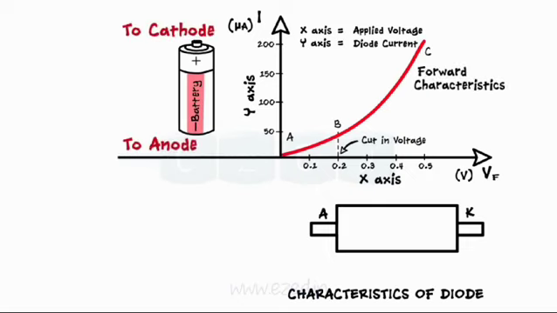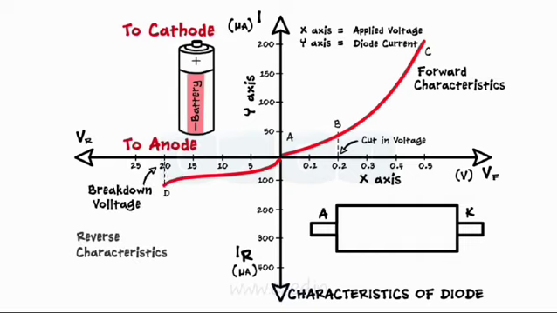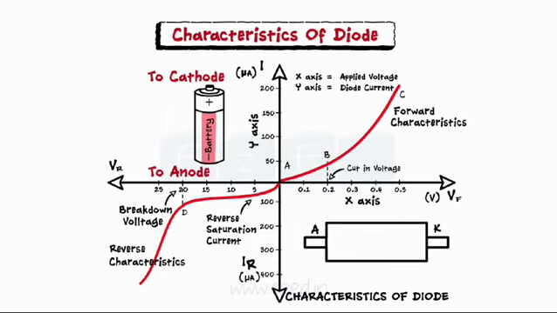When we connect the diode in reverse bias, the leakage current flows in the opposite direction till point D. But if we further increase the reverse voltage applied, at one point the diode breaks down and a large amount of reverse current flows through it, which may damage the component. This value of reverse voltage is called the breakdown voltage.